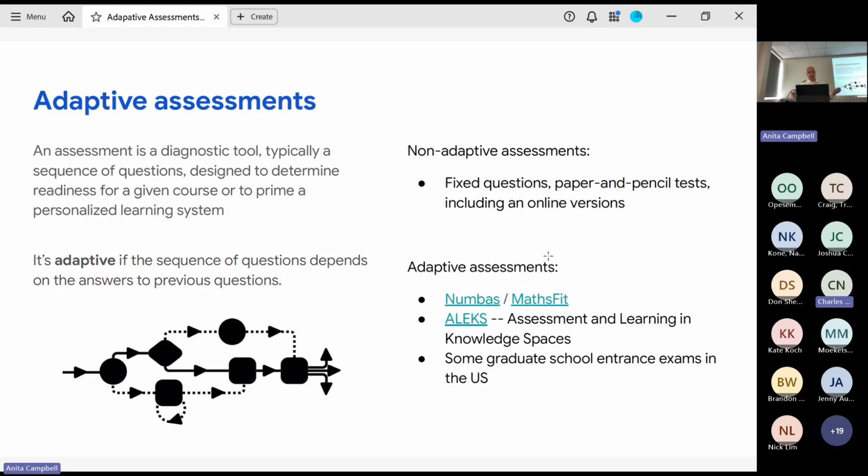So some examples of a non-adaptive assessment, like I mentioned, a paper and pencil test. Some examples of adaptive assessments: one is Numbus, which is where the image on the left is taken from their webpage. Another one is ALEKS, which Allison mentioned earlier, which is the one I'm going to tell you the most about today, simply because that's the one I'm most familiar with. And there's other examples out in the world. There's a graduate school entrance exam in the United States, for example, that is adaptive.